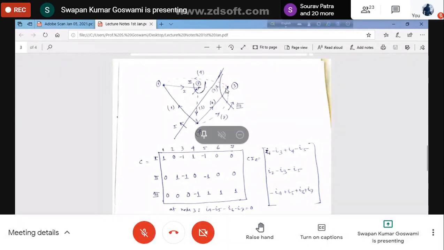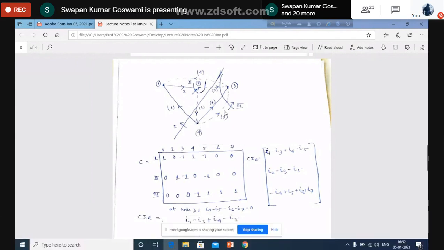Okay, once this is understood, then regarding the sign, self admittances will always be positive, and mutual admittance will be positive if the common admittance has the same direction with respect to both the cut sets, and it will have a negative sign if the common admittance has opposite direction with respect to the two cut sets. Okay, all right.